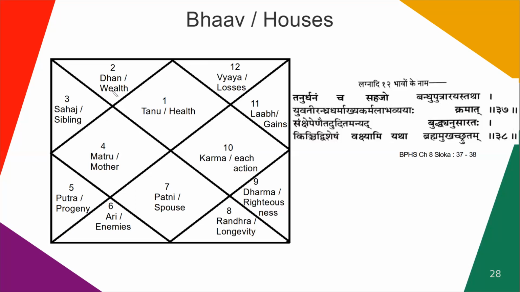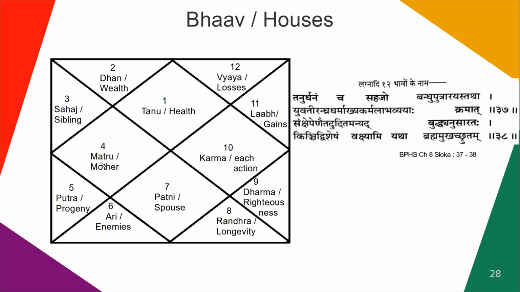So the second house belongs to the wealth. That's the main information which we get from the birth chart. The third house will tell us about sahaja or sibling, how the person behaves with the younger one, or how the person behaves with his office workers, co-workers, will all be given through the third house of the birth chart.